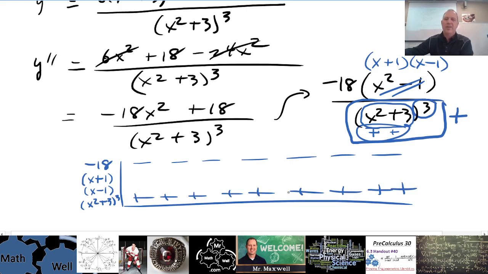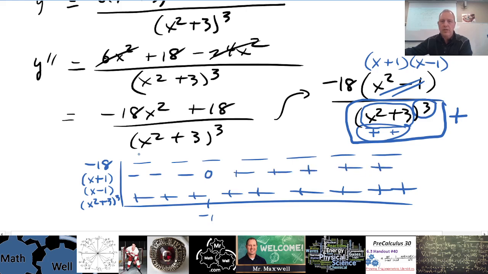Okay, so that's going to be positive everywhere. Now, it's just these two guys. So at negative 1, we're going to have a 0 for this one. And it's going to be negative where numbers are less than negative 1. It's going to be positive on this side.